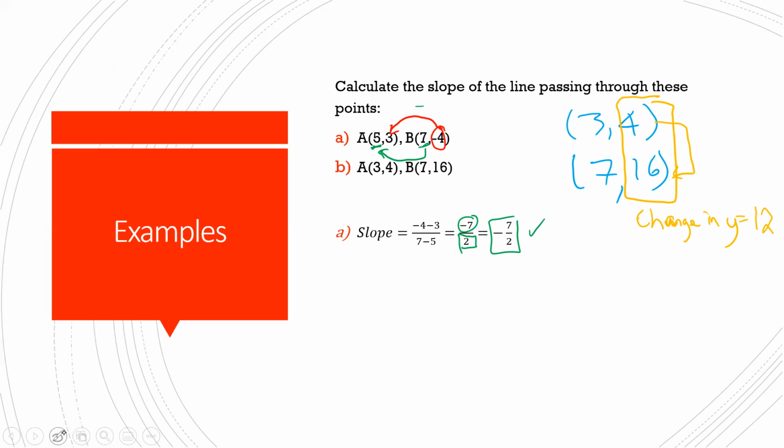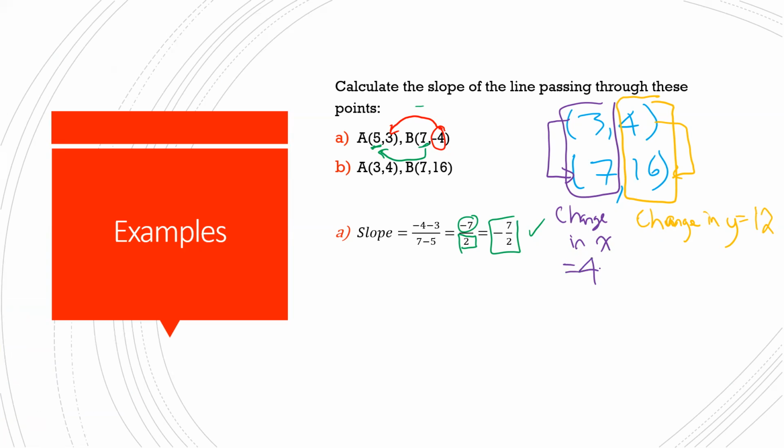And then I'm going to do the exact same thing for the x coordinates. I'm going to find the change in the x. So for the change in x, I'm going to say, all right, well, I went from 3 to 7. So how much did I go up or down by? Well, in this case, I went up by 4.